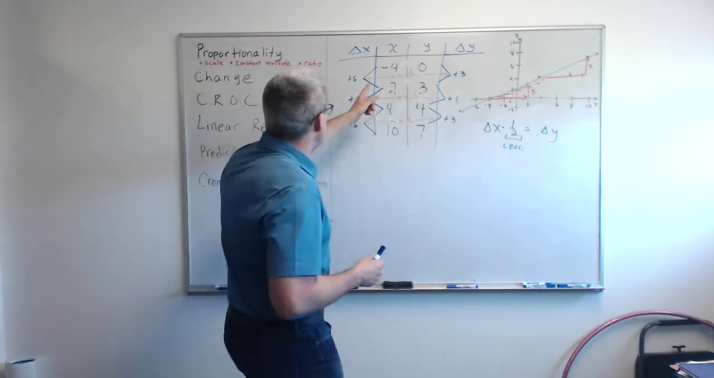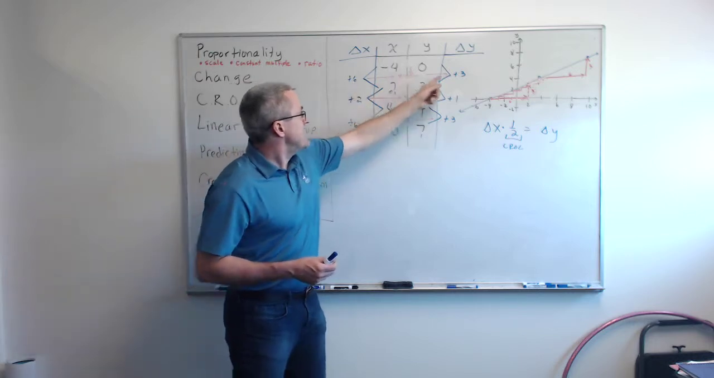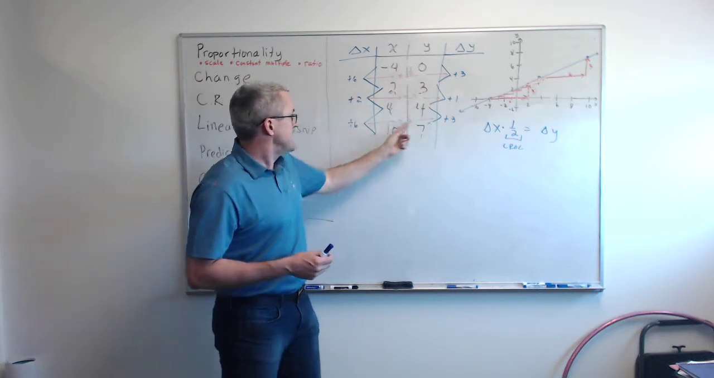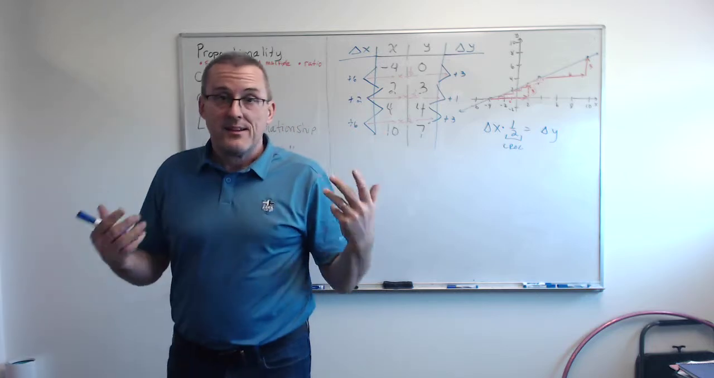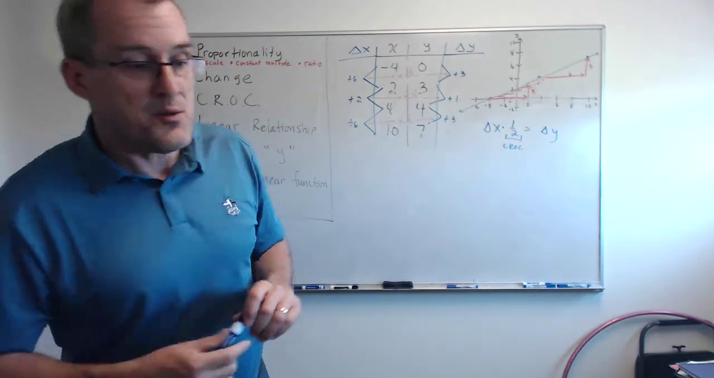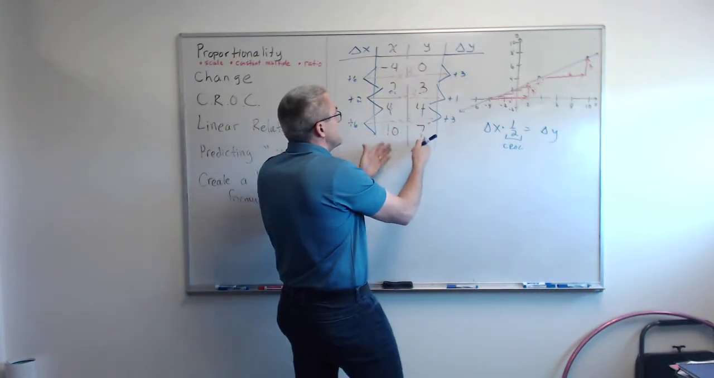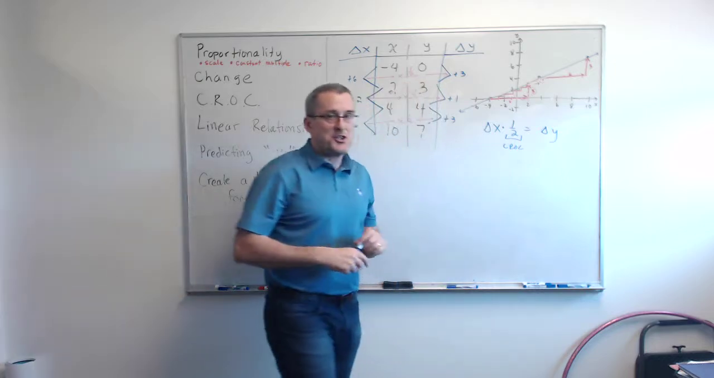So in this case, we found that there's a constant rate of change of 1/2. 6 times a half is 3. 2 times a half is 1. 6 times a half is 3. We found a constant rate of change between the changes in x and the changes in y. And what that means is the actual data, x and y, form this linear relationship.